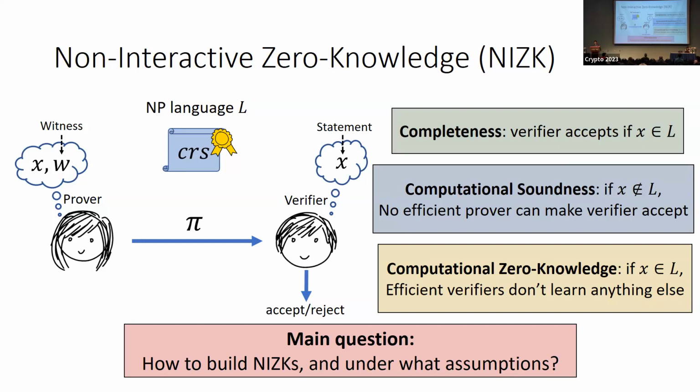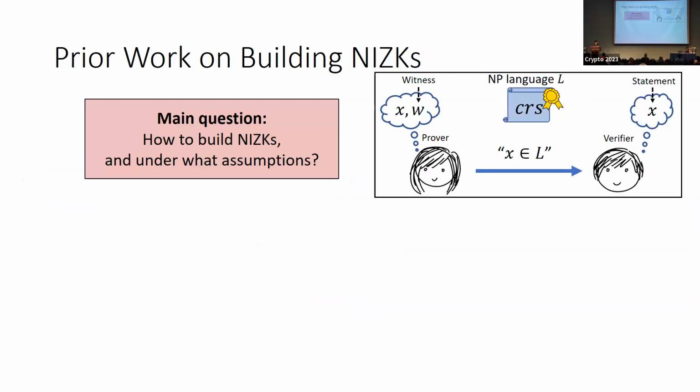Zero knowledge has many applications, and non-interactive zero knowledge has a lot of the upsides of zero knowledge without paying the cost of interaction. So this is pretty good. The main question is how to build NIZKs, and on the theory side, from what assumptions do we get NIZKs?